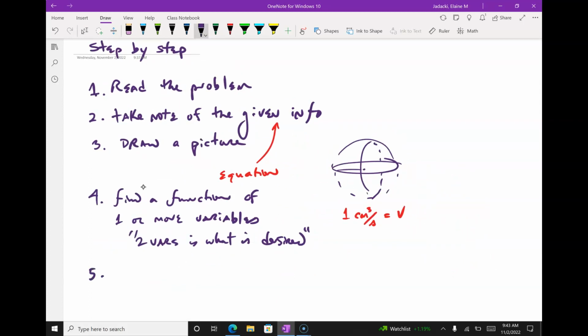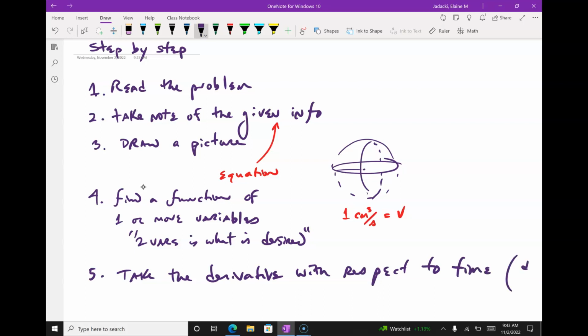Step 5, take the derivative with respect to t, or with respect to time. That's my d/dt operator.